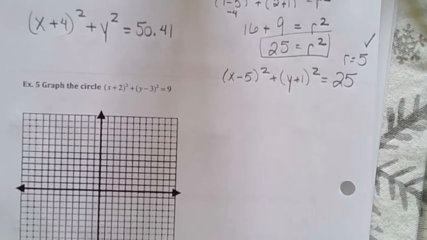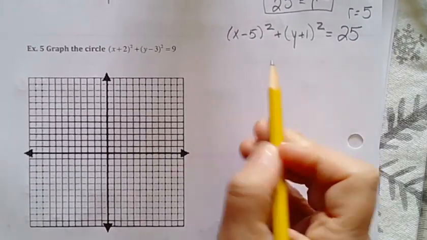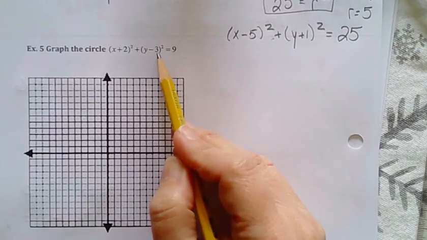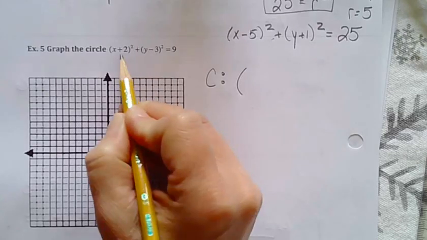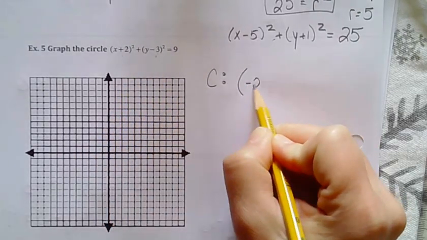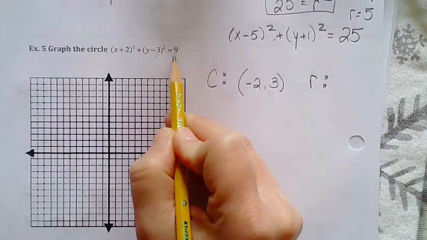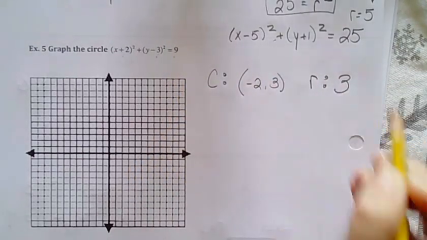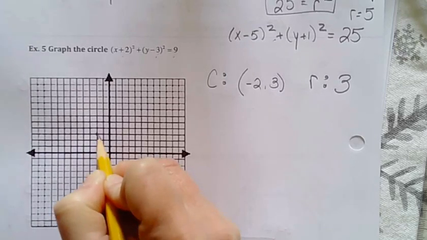But there's that. Last thing we want to do is be able to graph a circle. So here's like an equation. We want to look in the equation and identify the center. Opposite, opposite, -2, +3. And you have to identify your radius. It's the square root of this number, and that's 3. So your center is at (-2, 3).